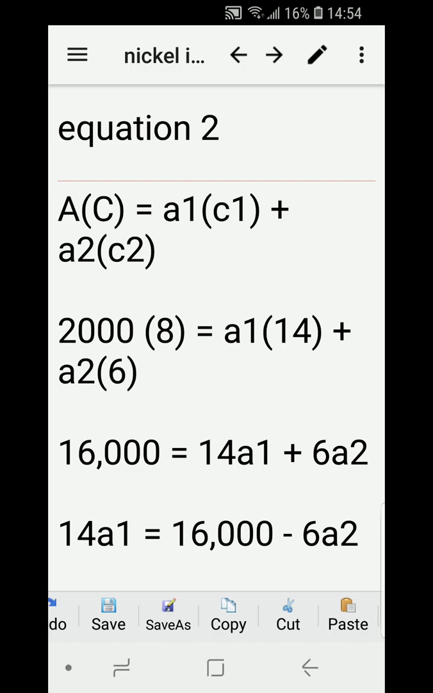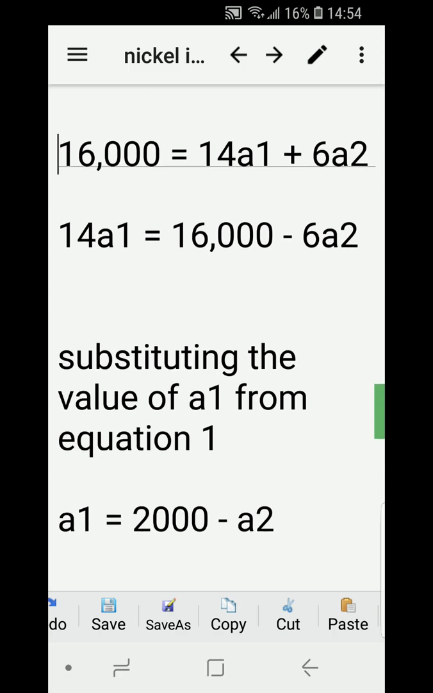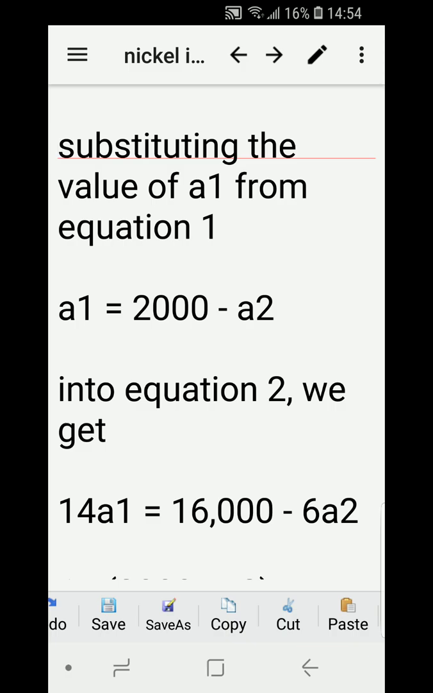We got 2000 times 8 is equal to A1 times 14 plus A2 times 6. We've got 16,000 is equal to 14A1 plus 6A2. 14A1 is equal to 16,000 minus 6A2. Okay, that is our equation 2. Next step would be to substitute the value of A1 from equation 1. So in equation 1 we have A1 is equal to 2000 minus A2. So we substitute that value of A1 into equation 2.